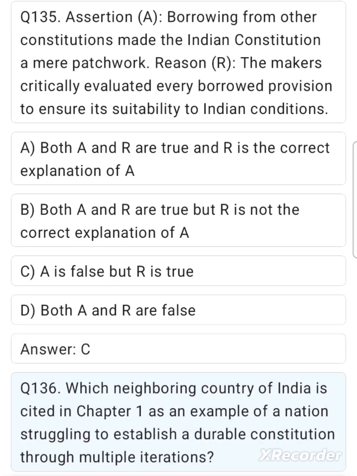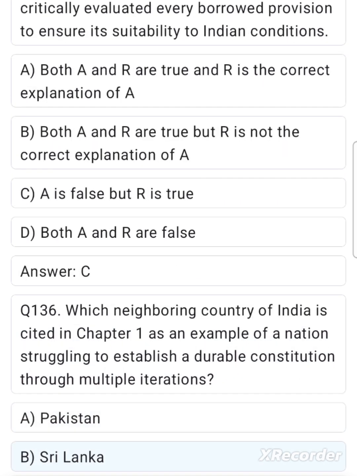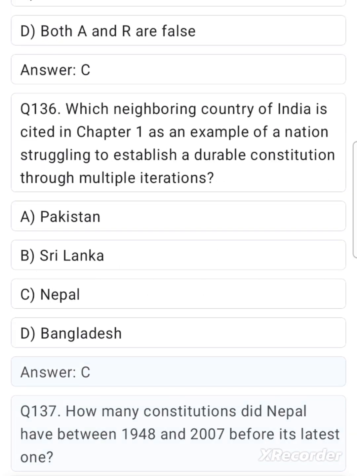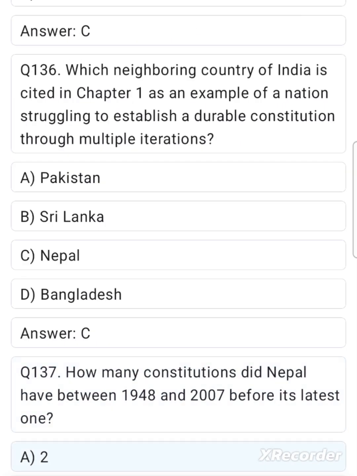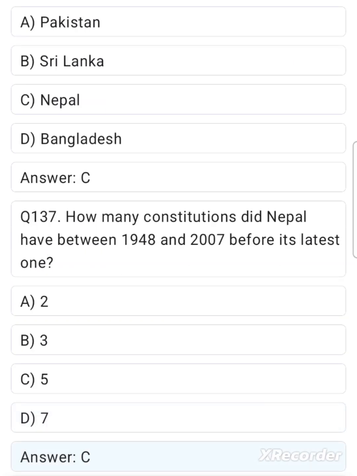Answer. C. Q 136. Which neighboring country of India is cited in Chapter 1 as an example of a nation struggling to establish a durable constitution through multiple iterations? A. Pakistan. B. Sri Lanka. C. Nepal. D. Bangladesh. Answer. C. Q 137. How many constitutions did Nepal have between 1948 and 2007 before its latest one? A. 2. B. 3. C. 5. D. 7. Answer. C.